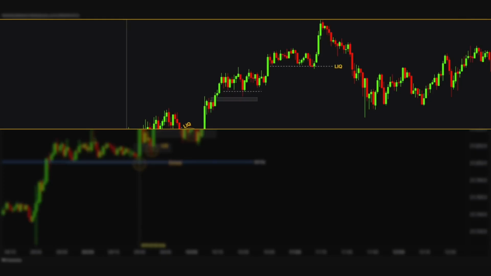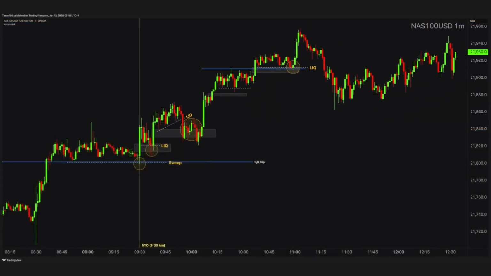But look above. A perfect equal lows one more time with the imbalance. Also, the SR flip location looks great. A perfect, quick scalp location.